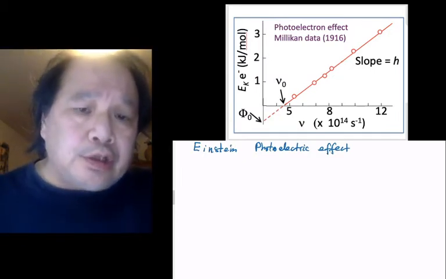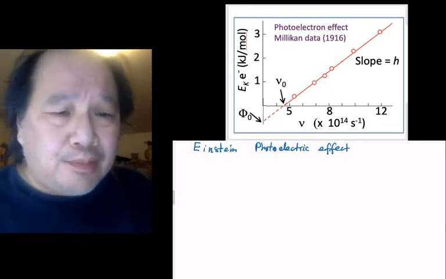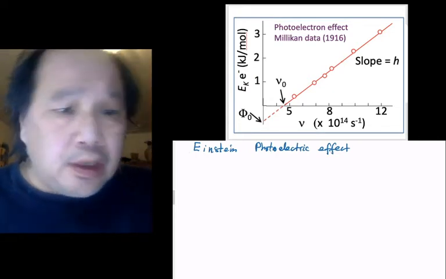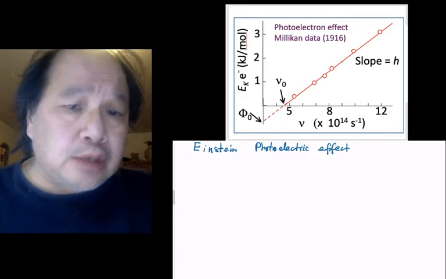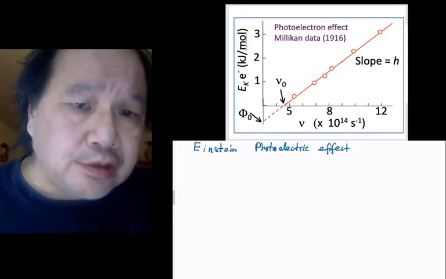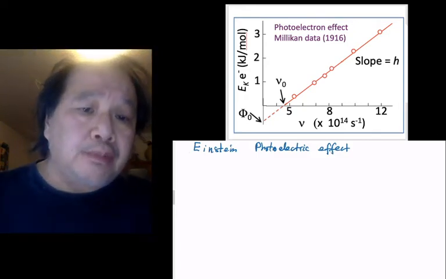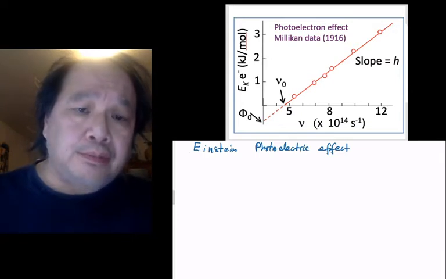So Einstein's great achievement is not that you shine light on metal and electrons come out. It's that he understood what it meant, and it's staring you right in the face in this Millikan data, but it's not that easy to see.